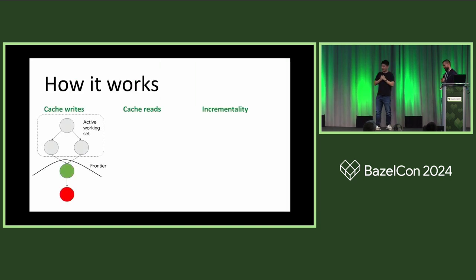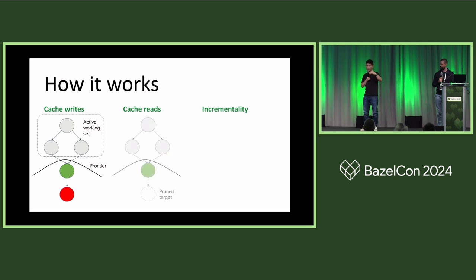So a bit of how it works today. Following the same graph structure, the DAG structure from earlier, in the cache writing build, the build that you want to upload the bytes with, we define the working set similarly. And just below the working set, which is a frontier, we upload just the frontier bytes.